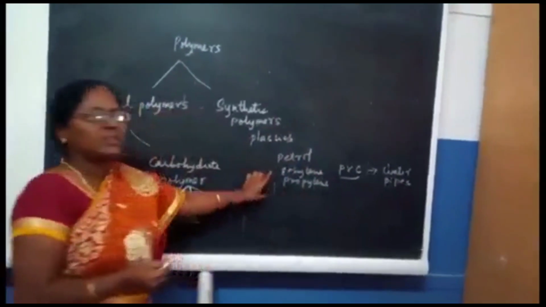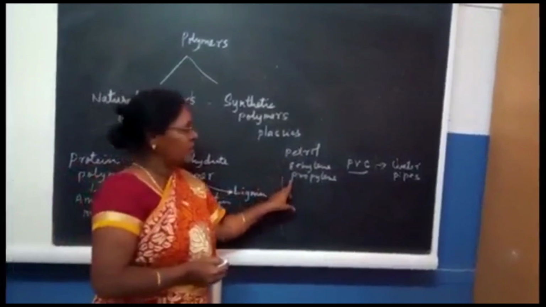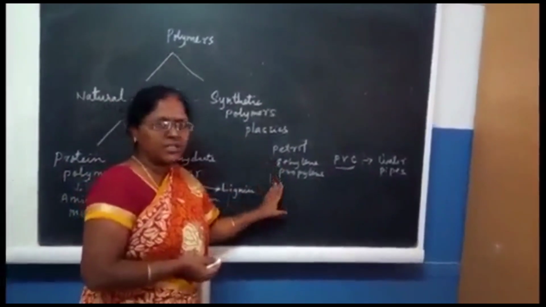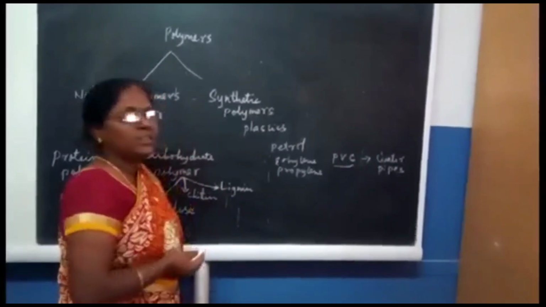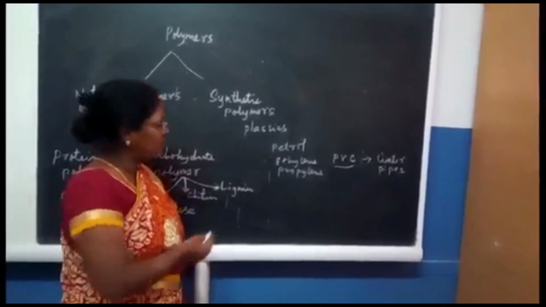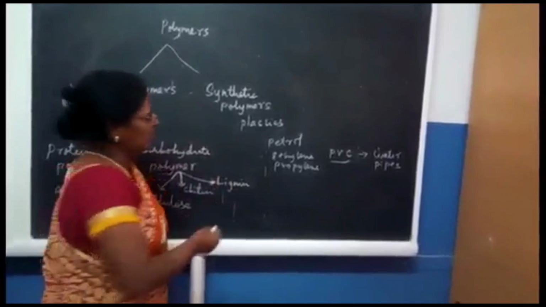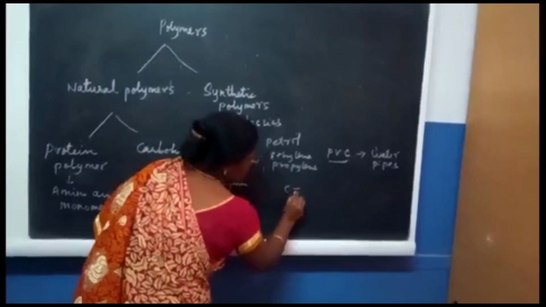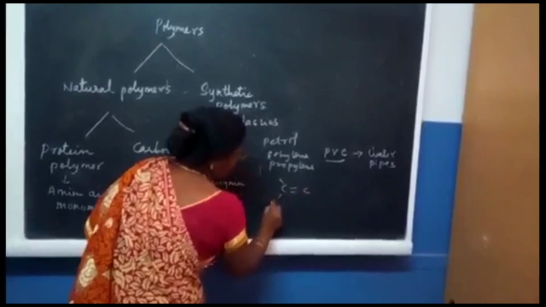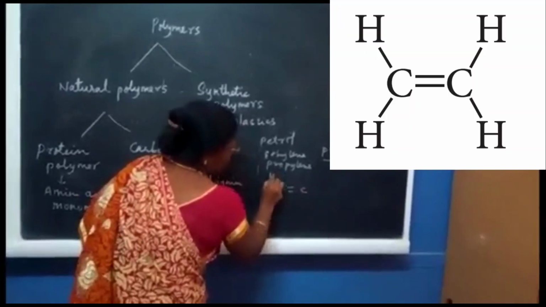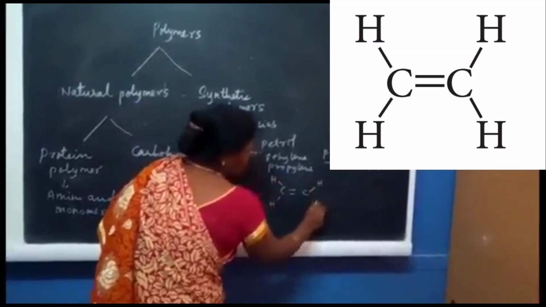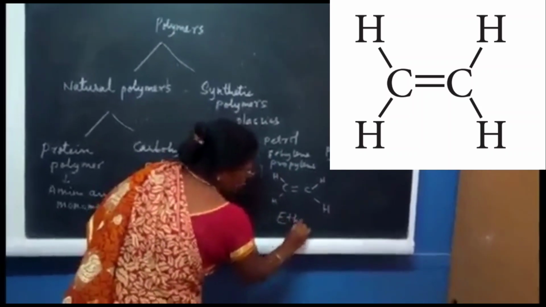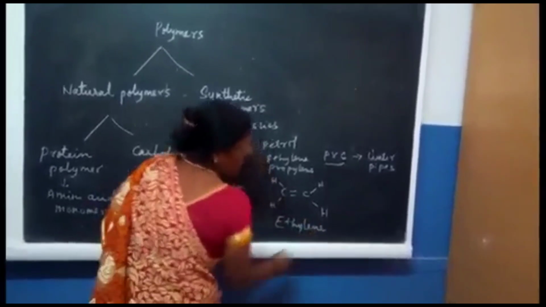Next one. Ethylene and propylene are the building block monomers. By using these we can prepare many different types of plastics. So here ethylene structure: C double bond C, CH, here CH, here one CH, here another CH. So this is the structure of ethylene.